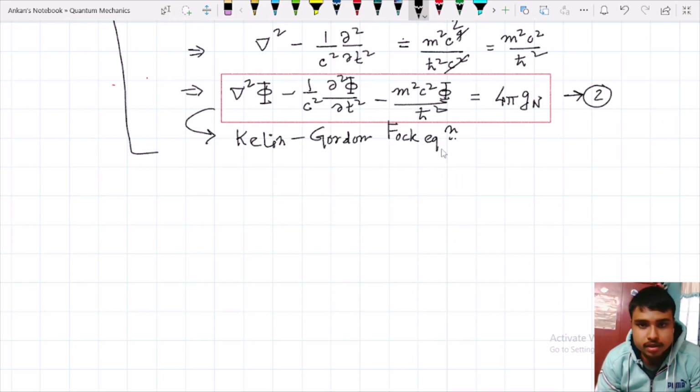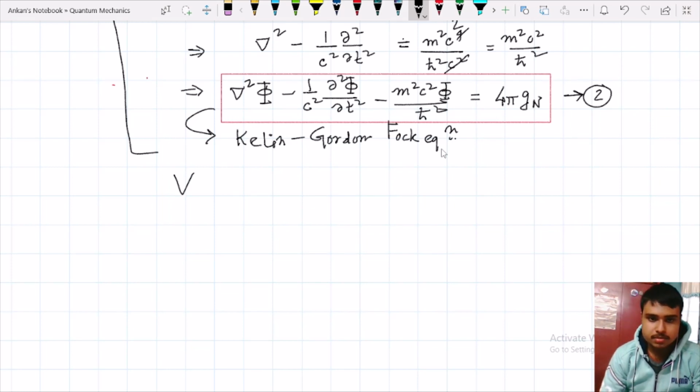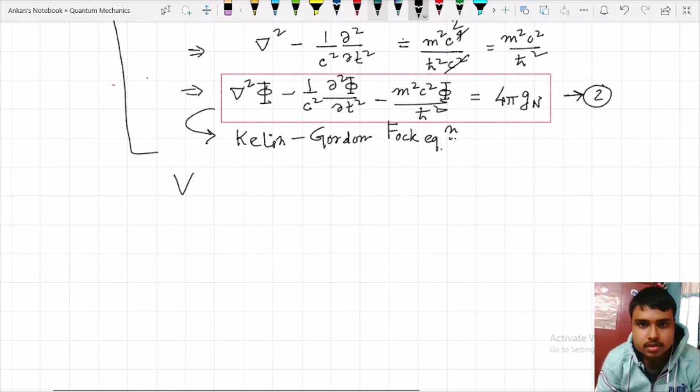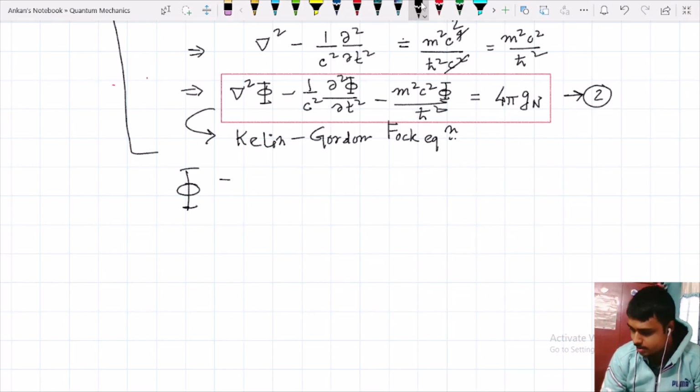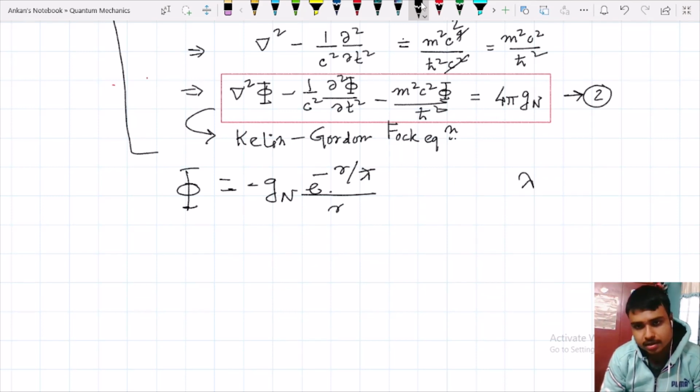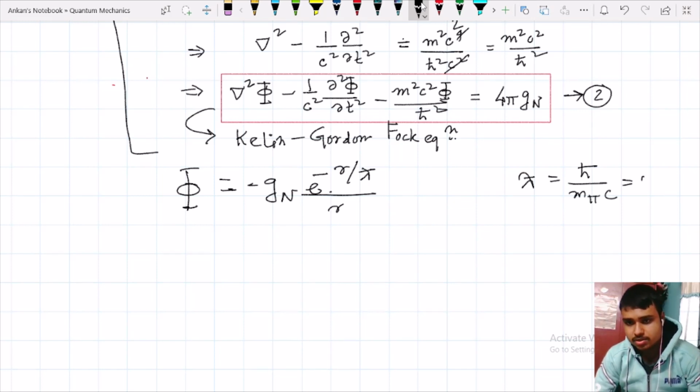Now, if we assume the potential to be static in nature, then this term will vanish, and the equation will be grad square phi minus m square c square upon ħ square phi is equal to 4 pi g n. So the solution can be taken to be phi is equal to minus g n e to the power minus r upon lambda cut divided by r, where lambda cut is nothing but ħ by m pi c, which is the range and is known as the Compton wavelength of the meson particles.